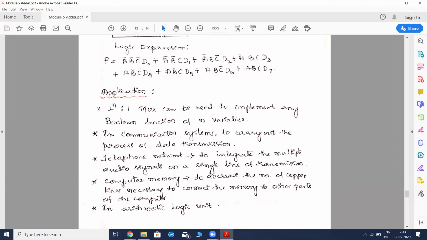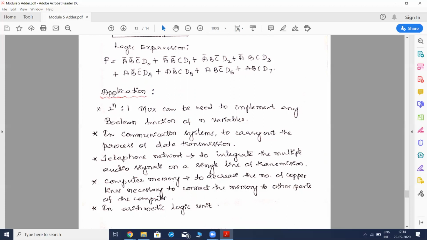Multiplexer is used in Boolean function implementation. A 2 to the power of n to 1 multiplexer is generally used to implement a Boolean function having n variables. It is used in communication systems. In order to carry out the process of data transmission, we use a multiplexer, and it is also used in telephone networks. It is used in telephone networks in order to integrate multiple audio signals onto a single line, and this single line is used for transmission.